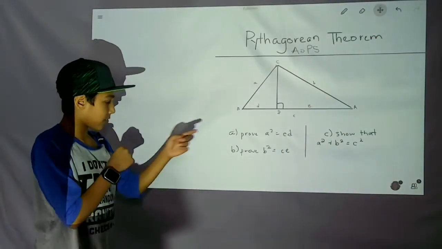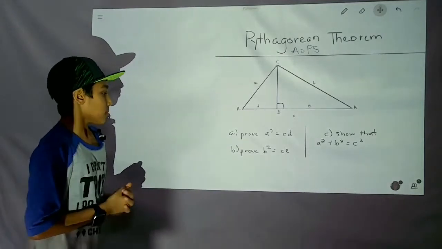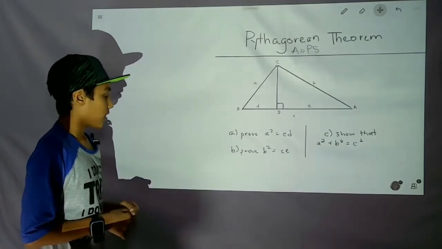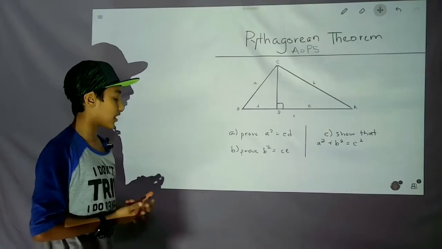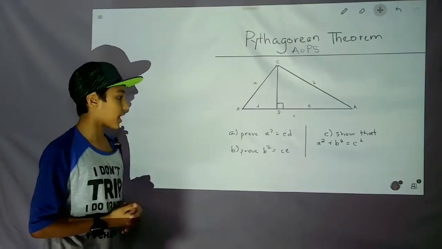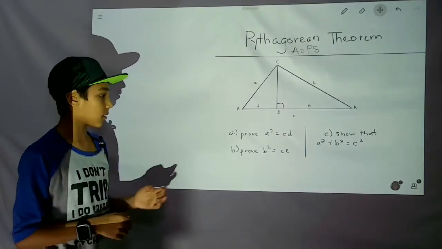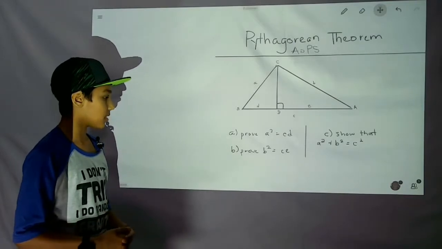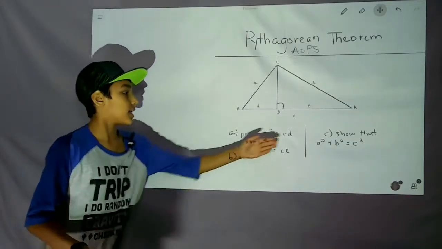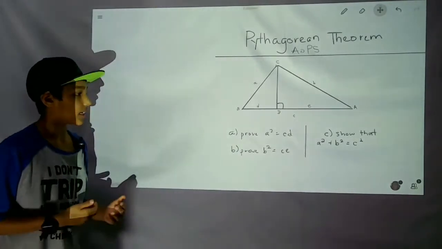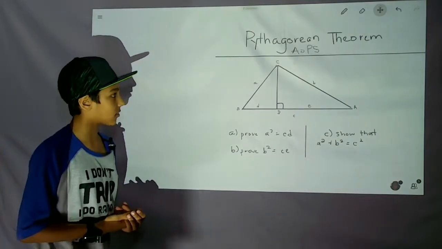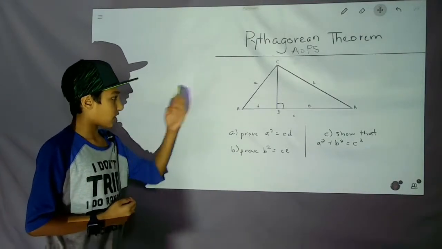So let's start with our first problem here. Letter A says to prove that a squared equals cd. B says to prove that b squared equals ce. And C says to show that a squared plus b squared equals c squared, given this triangle.